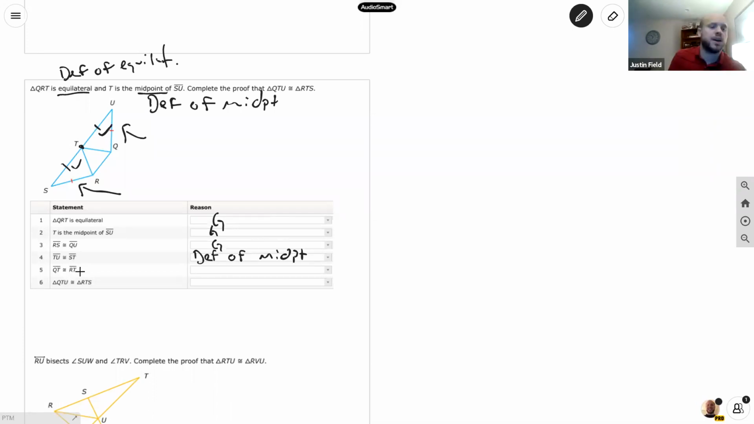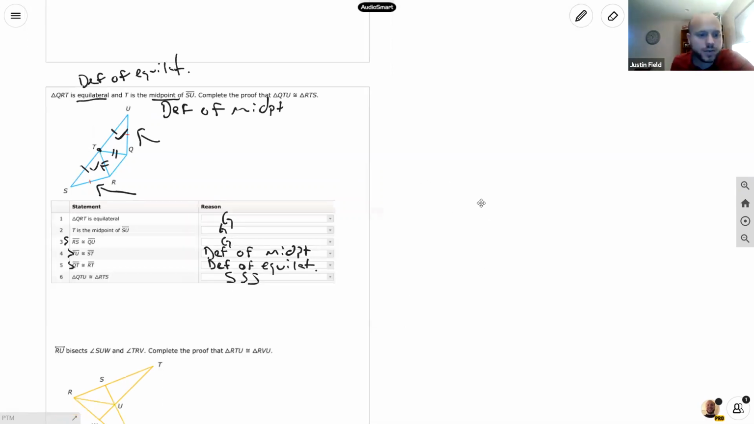How about this one? QT and RT. QT is right here. RT is right here. So those are congruent because this is an equilateral triangle. So that's going to be definition of equilateral. And then why are the triangles congruent? Well, we got three sides. Side, side, side.